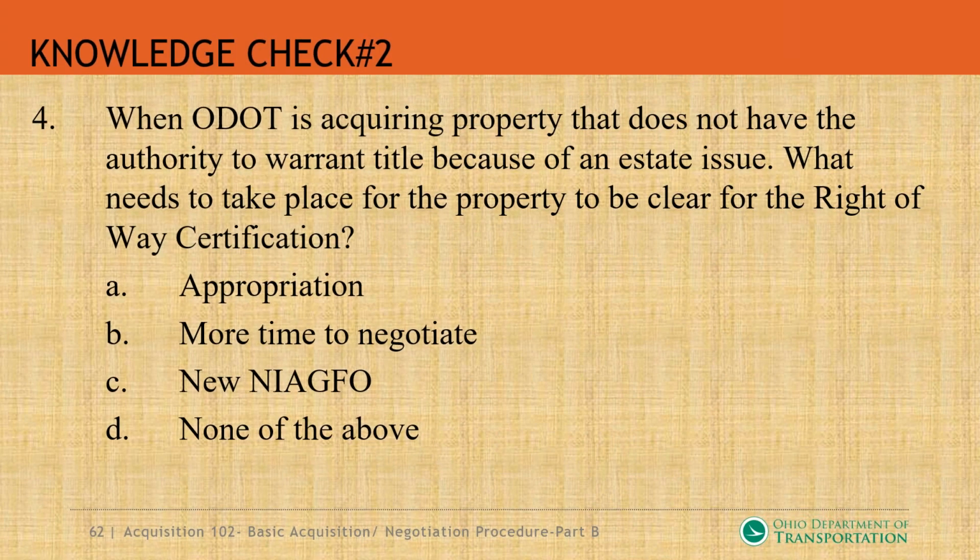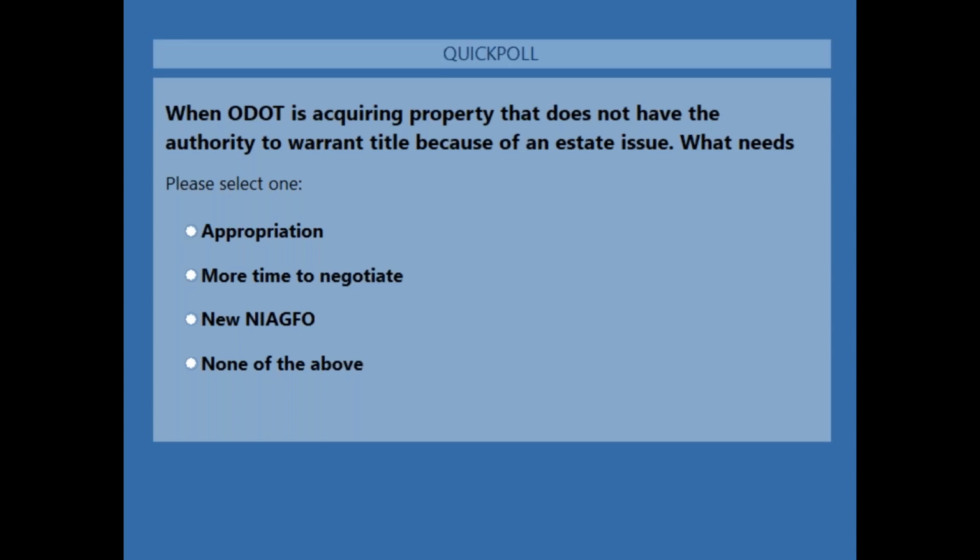There's the next question. All right, I'm going to read this off before I launch it. When ODOT is acquiring property that does not have the authority to warrant title because of an estate issue, what needs to take place for the property to be clear for the right-of-way certification. And then I'll launch the question and the answers. Appropriation, more time to negotiate, a new NIAGFO, none of the above.